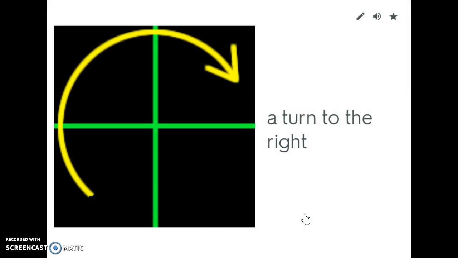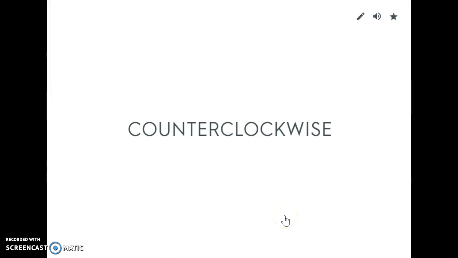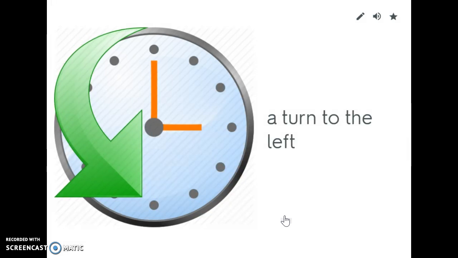When you have rotations, you have two types. The first type is clockwise, and a clockwise is when I turn my paper to the right, or when I turn my object to the right. That is a clockwise rotation. The next type is a counterclockwise rotation, which goes the opposite. It is a turn to the left. So if it says counterclockwise, I have to turn to the left.